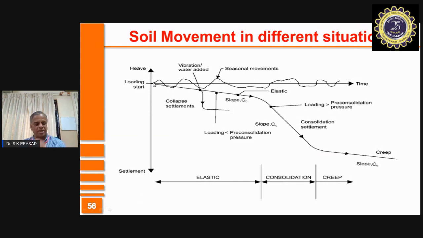And soil is a peculiar material. Sometimes it can expand also. But initially, the settlement will be gradual for a short duration of time. And after that, in some soils, the settlement can or may increase enormously, which is due to the effect of consolidation.